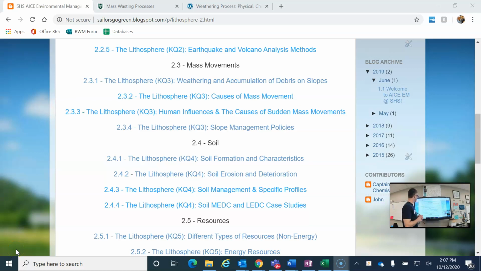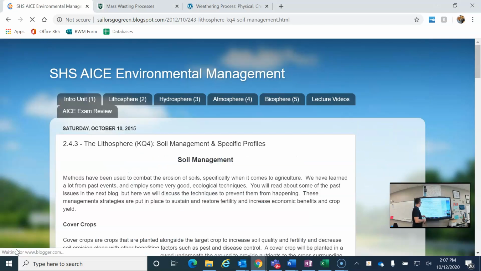Okay, next up on soil is going to be 2.4.3, which is soil management and specific profiles.